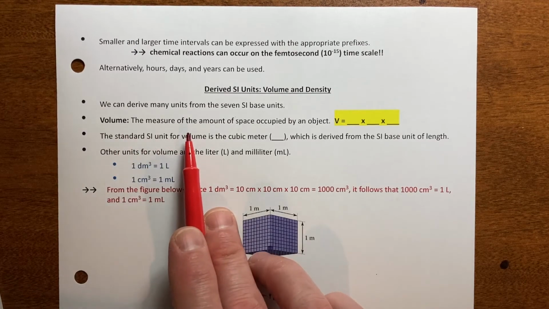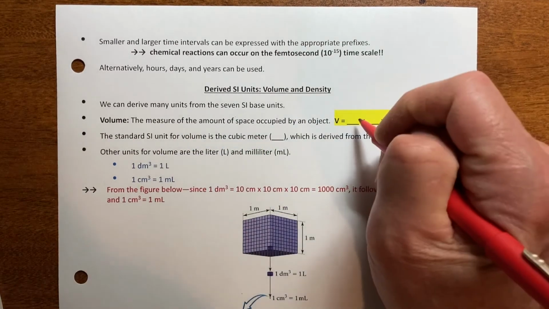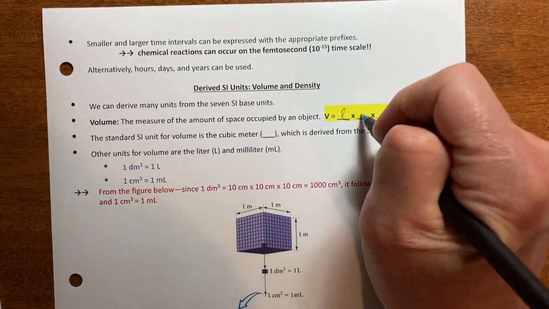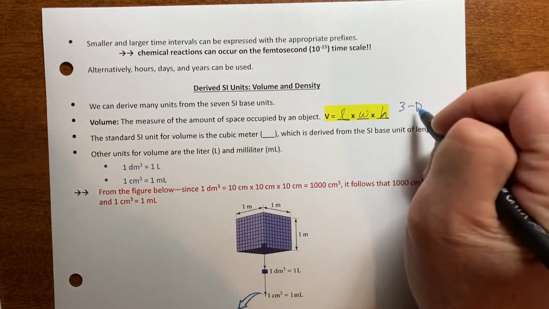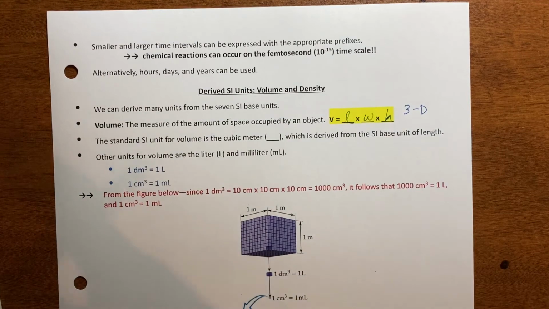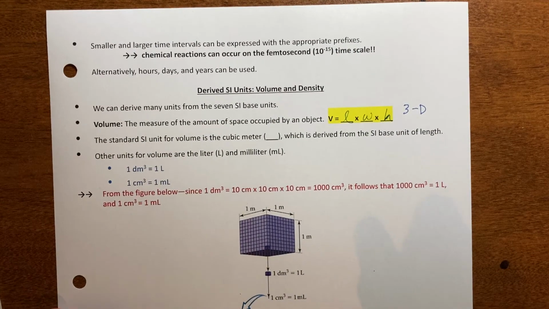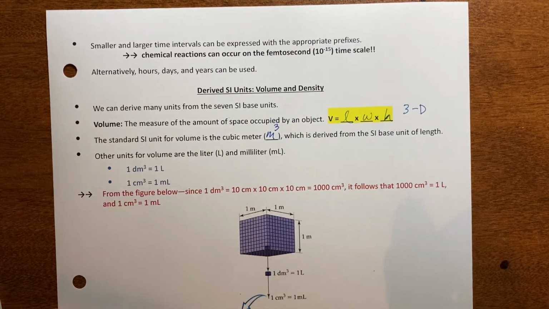So volume is the amount of space that an object takes up. It's length times width times height. We live in 3 dimensions, 3D, so we need to have 3 dimensions for volume. So the SI unit, the standard unit for length, of course, is the meter. So if you take a meter times a meter times a meter, you get what's called a cubic meter, which we write as a lowercase m with a power of 3.